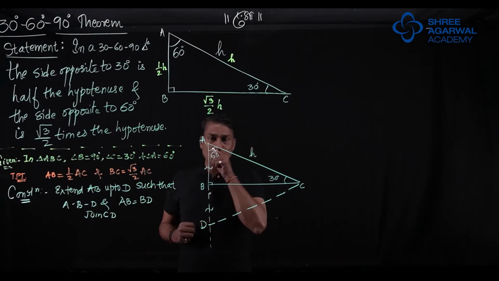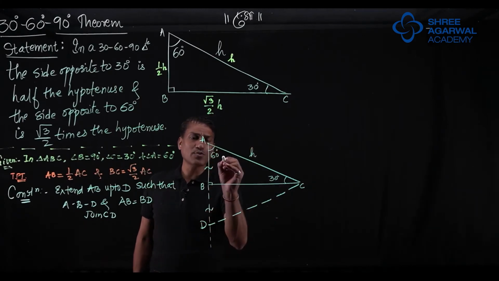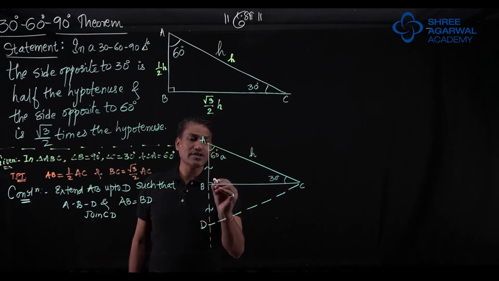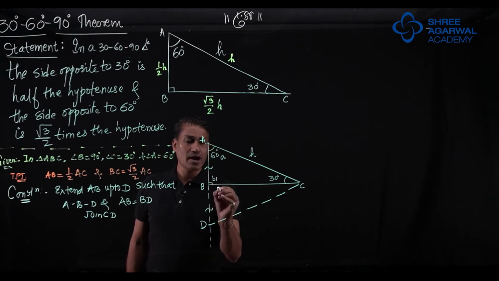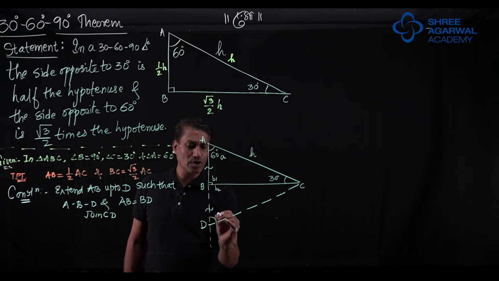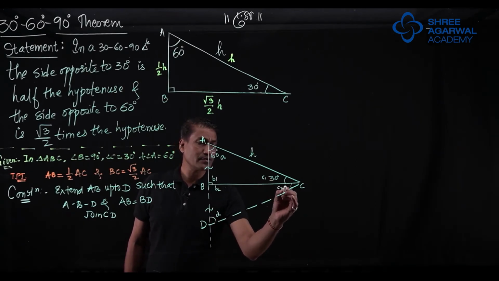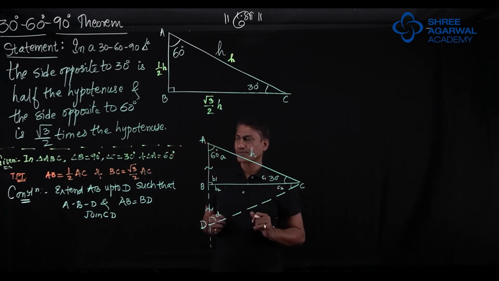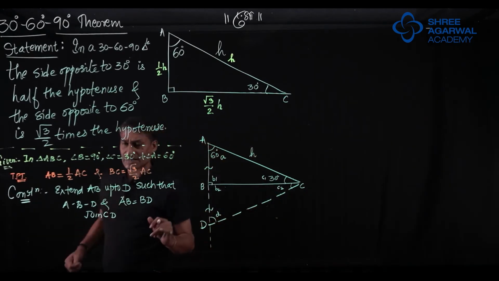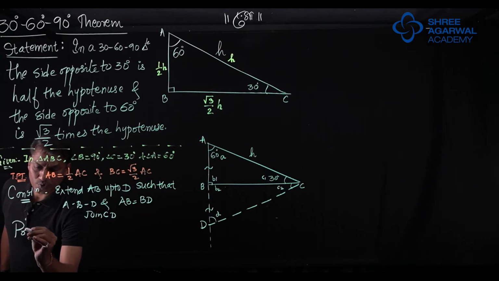Now I call this angle small a. I call this angle small b1. I call this angle small b2. I call this angle small d. And this is C1, this is C2. Let us have them. So now our proof starts. Proof.